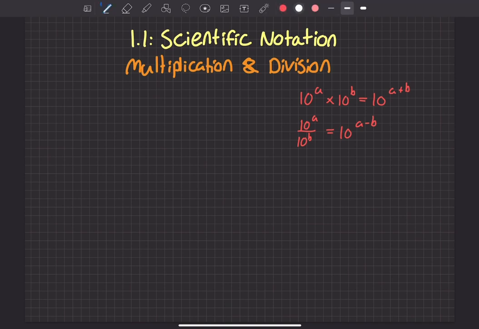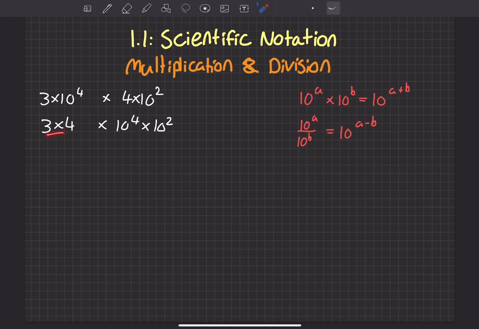So let's say we have 3 times 10 to the power of 4 times 4 times 10 to the power of 2. Now, since these are all multiplied by each other, it doesn't really matter which order you put them in, right? So let's rearrange it first. Let's put them in a different order, which would be 3 times 4 times 10 to the power of 4 times 10 to the power of 2. And now you can see this 3 times 4 here. You can just put this as 12.